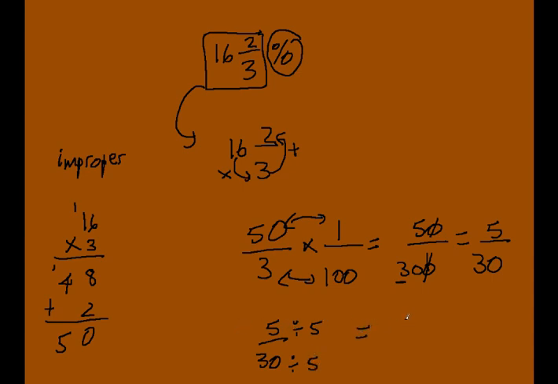So 5 divided by 5 is 1. 30 divided by 5 is 6. So this is as far as I can go. So that's my final answer, 1 over 6. So that's how I change that percentage here into a fraction.